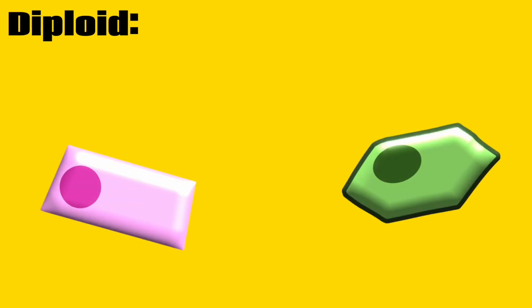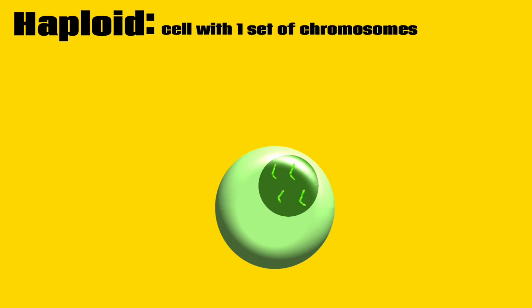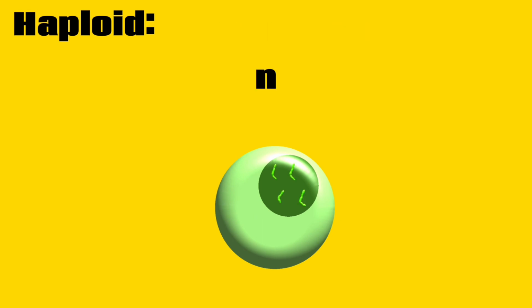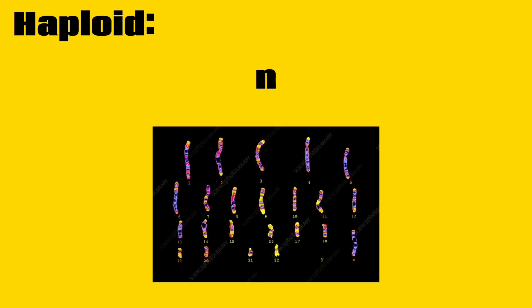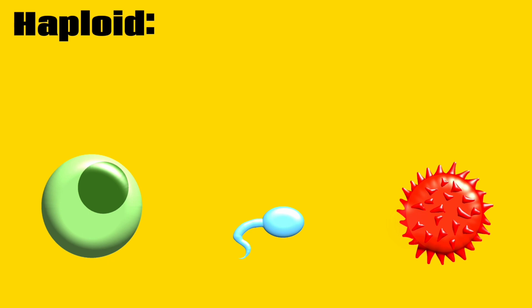Some examples of diploid cells are body cells like skin cells and leaf cells. A haploid cell is a cell with one set of chromosomes. It is represented by N. In humans, the total number of chromosomes in these cells is 23, so N would equal 23. Some examples of haploid cells are gametes or sex cells, which are eggs, sperm, and pollen.